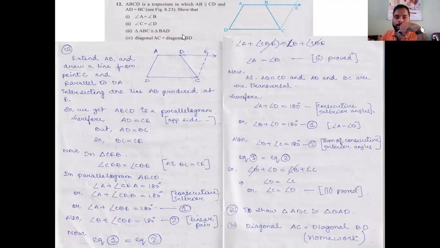You see, in this question, a hint was given below. In the exam, you're not going to get those hints, so you have to make it on your own. This extension and all, you have to make on your own, okay?